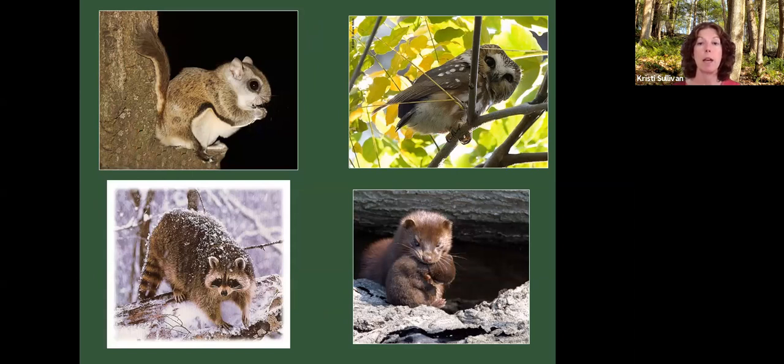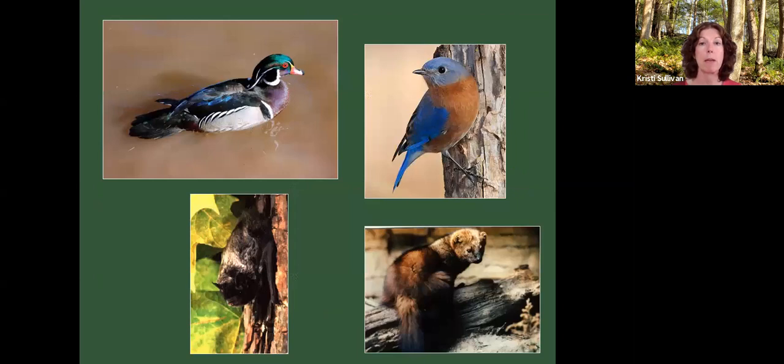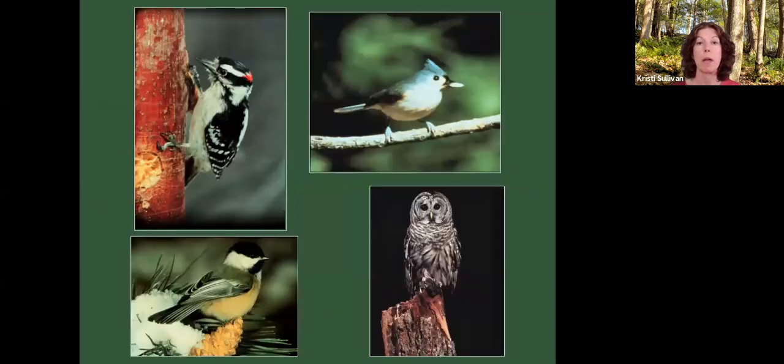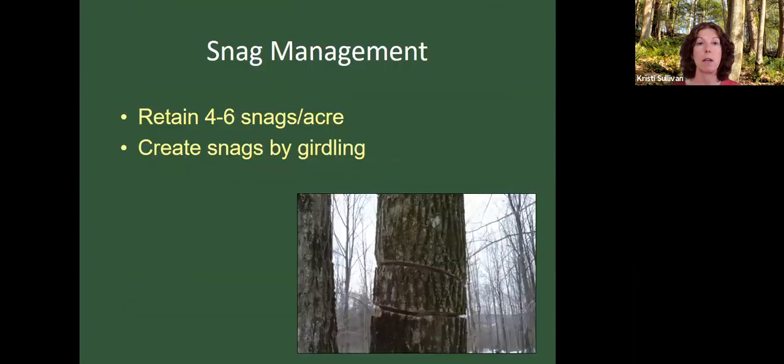You might find mink using holes in downed logs or at the base of trees. Raccoons, as I already mentioned. The wood duck uses holes in trees for nesting, the bluebird, a lot of our bat species, and then some other mammals like martens and fishers will use holes in trees. Woodpeckers, the tufted titmouse, black-capped chickadee. The barred owl will also use holes in trees to nest. So having dead trees and live trees with holes in them is really important.